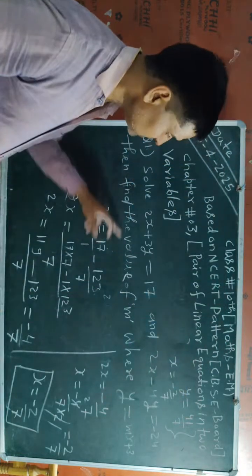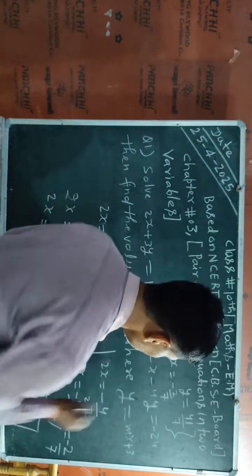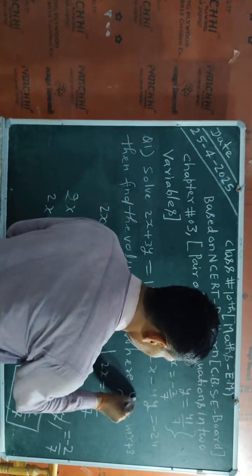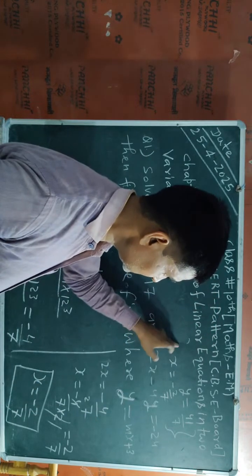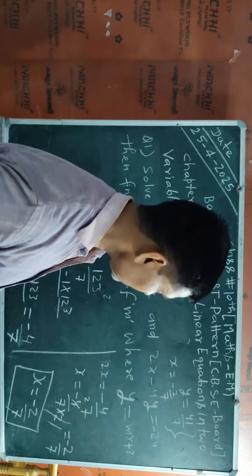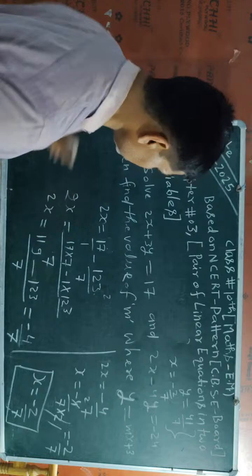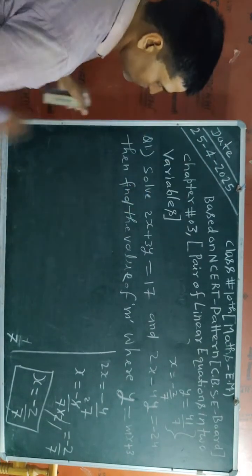Then find the value of m, where y is equal to mx plus 3. So we have to get the value of m from this equation. It means that these two lines are intersecting at a point. Geometrically, I am going to explain.